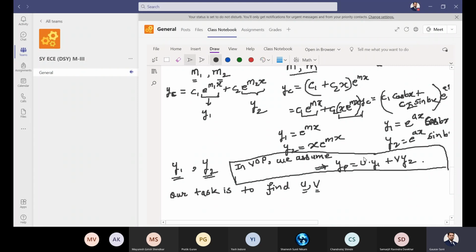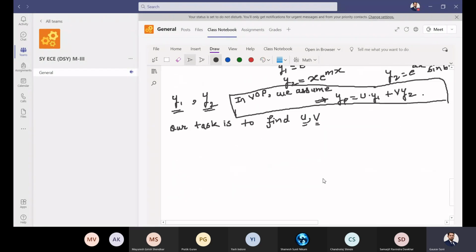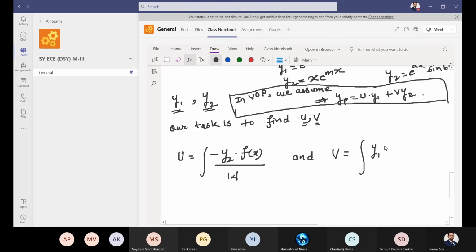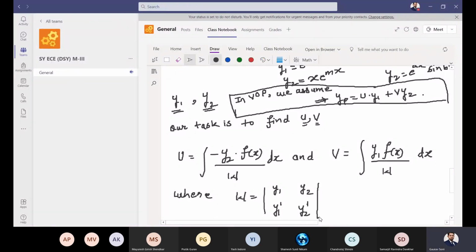Of course, there is a lot of theory there, but I am not going into the details of the theory. In this method, u is given by, you have to memorize this by heart, minus integral y2 into f of x divided by w, and v is given by integral y1 into f of x upon w dx, where w is equal to the determinant y1, y2, y1 dash, y2 dash. Can anyone tell me what are y1 dash and y2 dash?